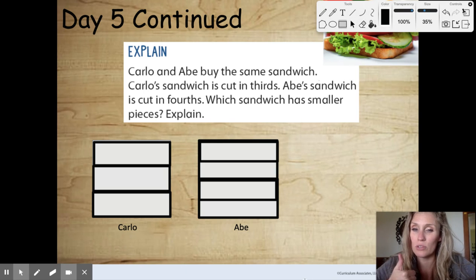But great job this week on halves, thirds, and fourths.